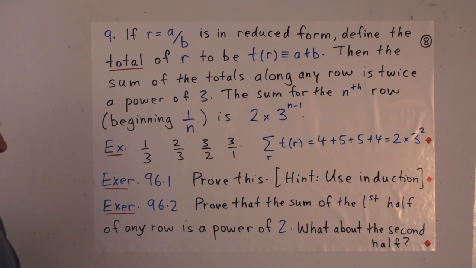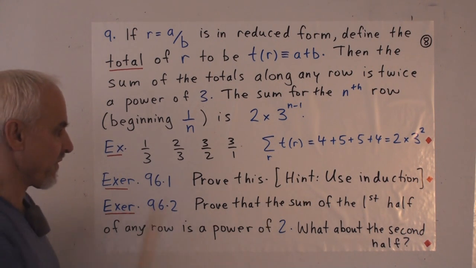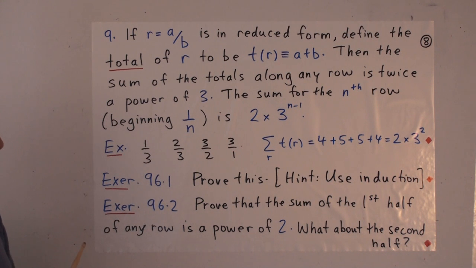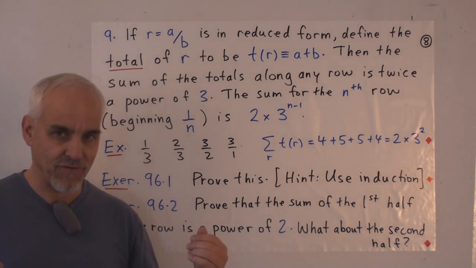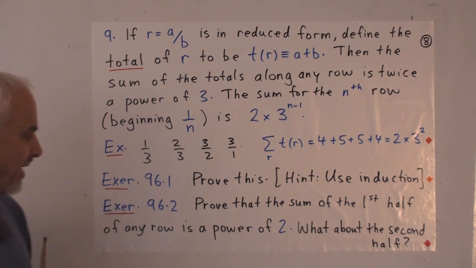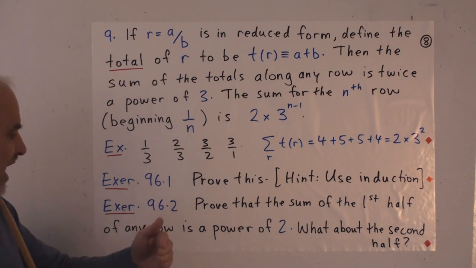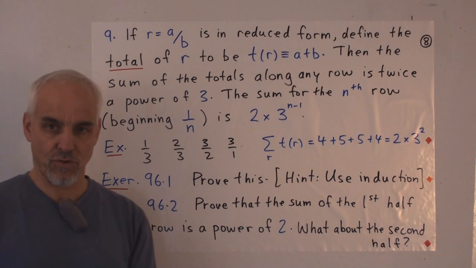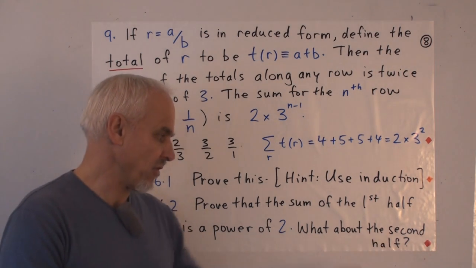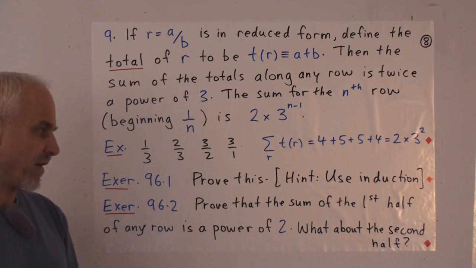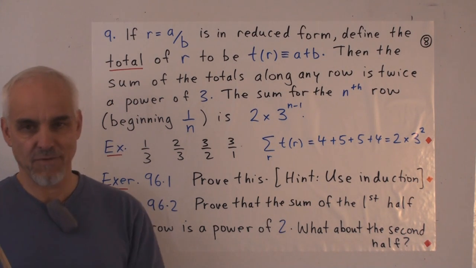And a sort of related kind of thing, you could prove that the sum of the first half of any row, that is, if you just add up the fractions themselves, in a simple-minded way, then the sum of the first half of any row is a power of 2. And you might also try to figure out what is the sum of the second half of any row.